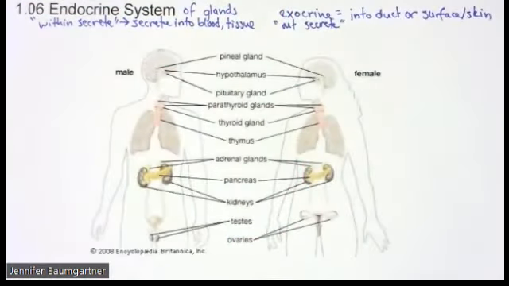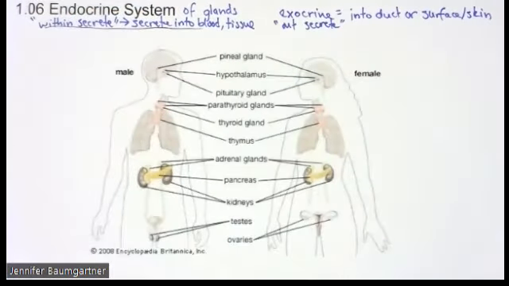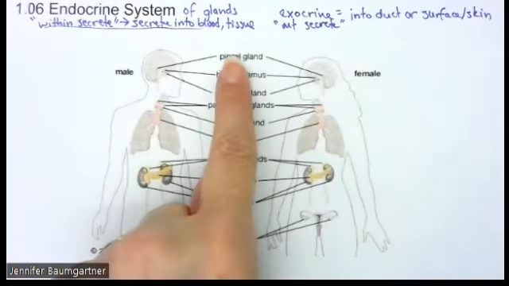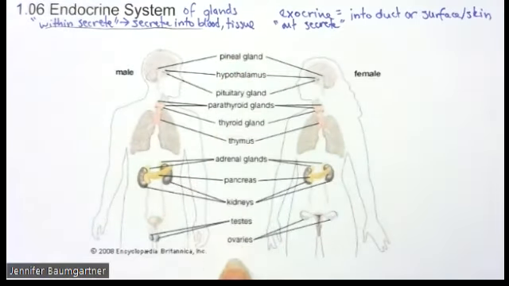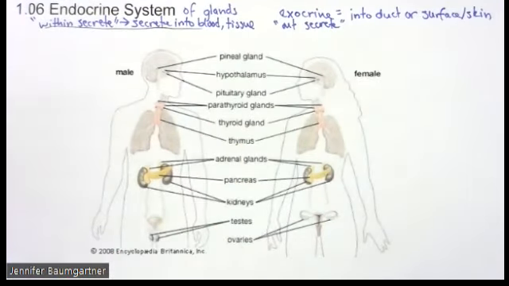So when we're looking at the endocrine system, all of these glands are going to secrete within. They're going to secrete into the blood or tissue versus exocrine glands. We're going to look when we get into tissues at some of the exocrine glands in a little bit more detail. So I want to hit the endocrine glands here. You have a list here of all of the major endocrine glands of the body. We've got 1, 2, 3, 4, 5, 6, 7, 8, 9, 10, 11 main ones.